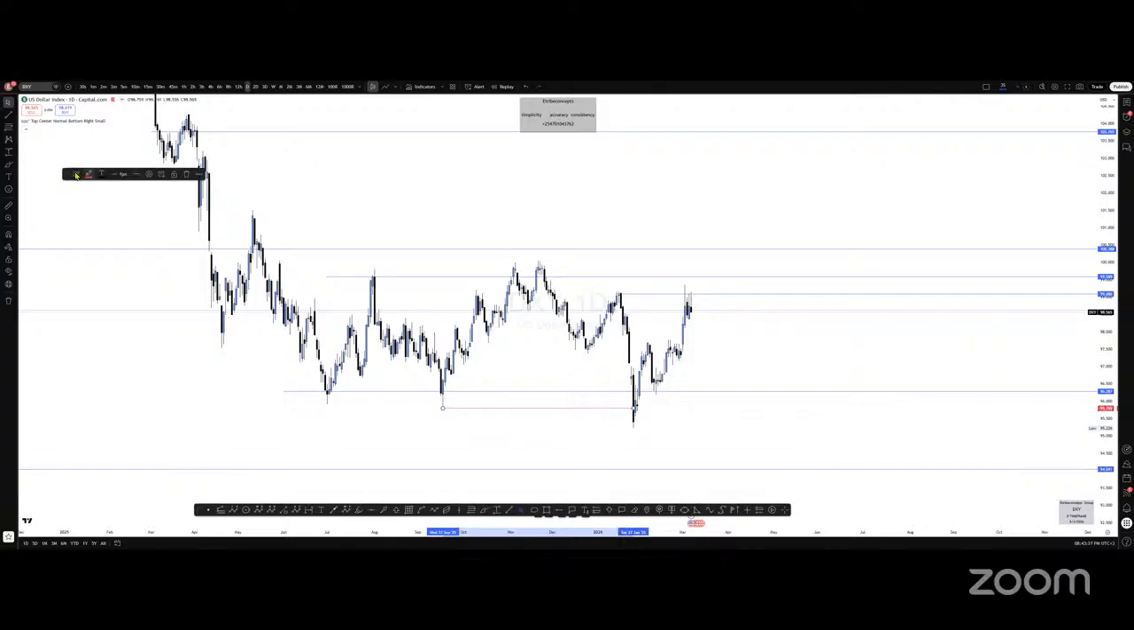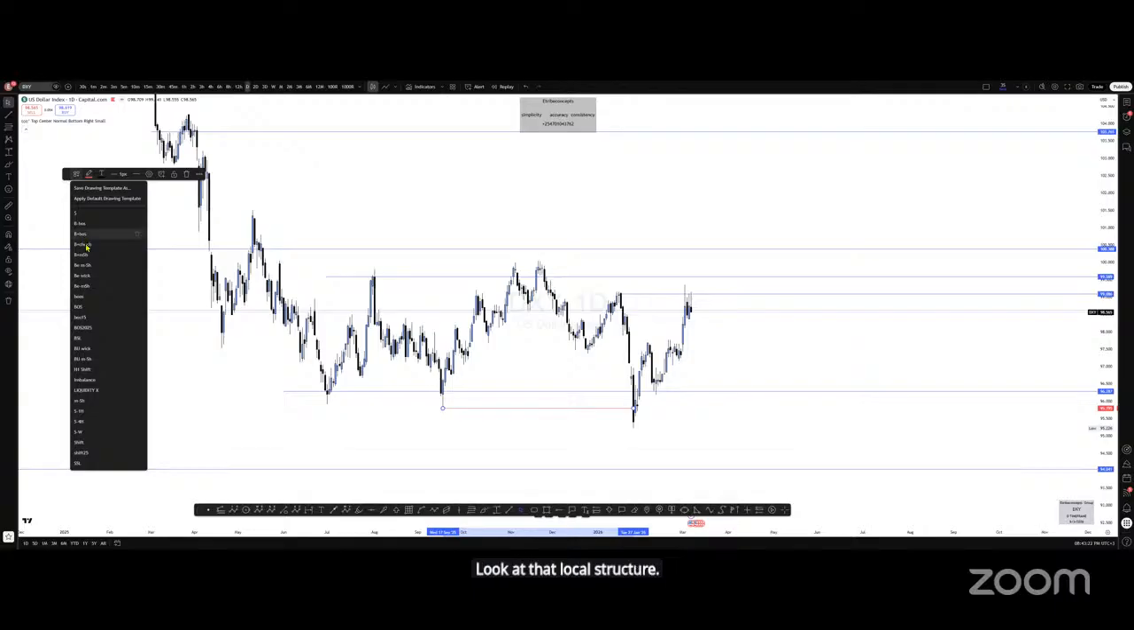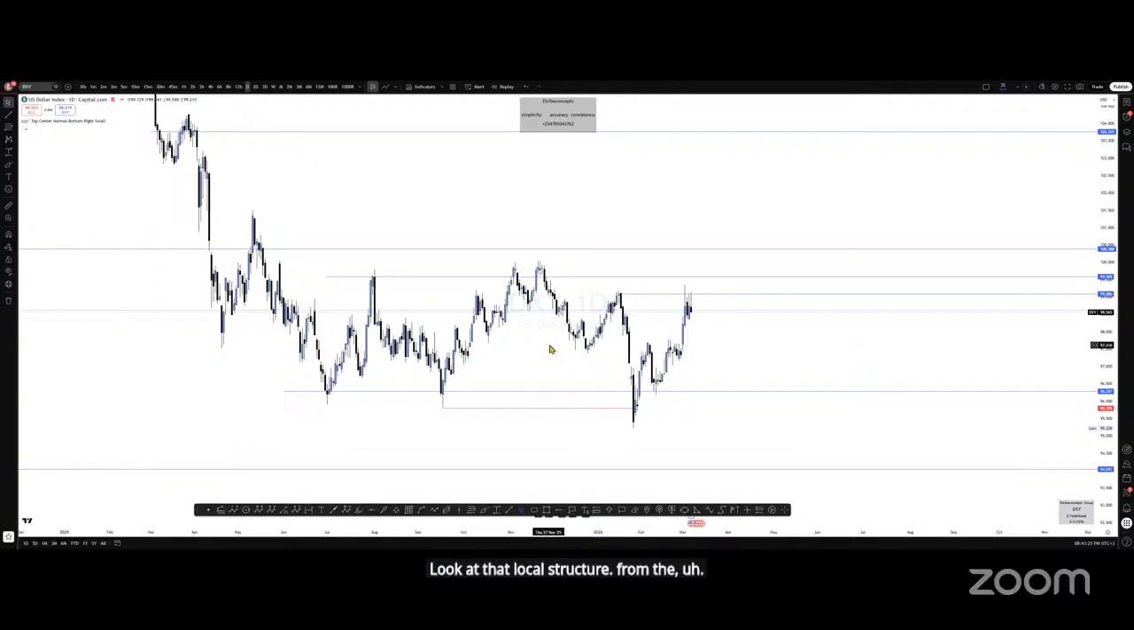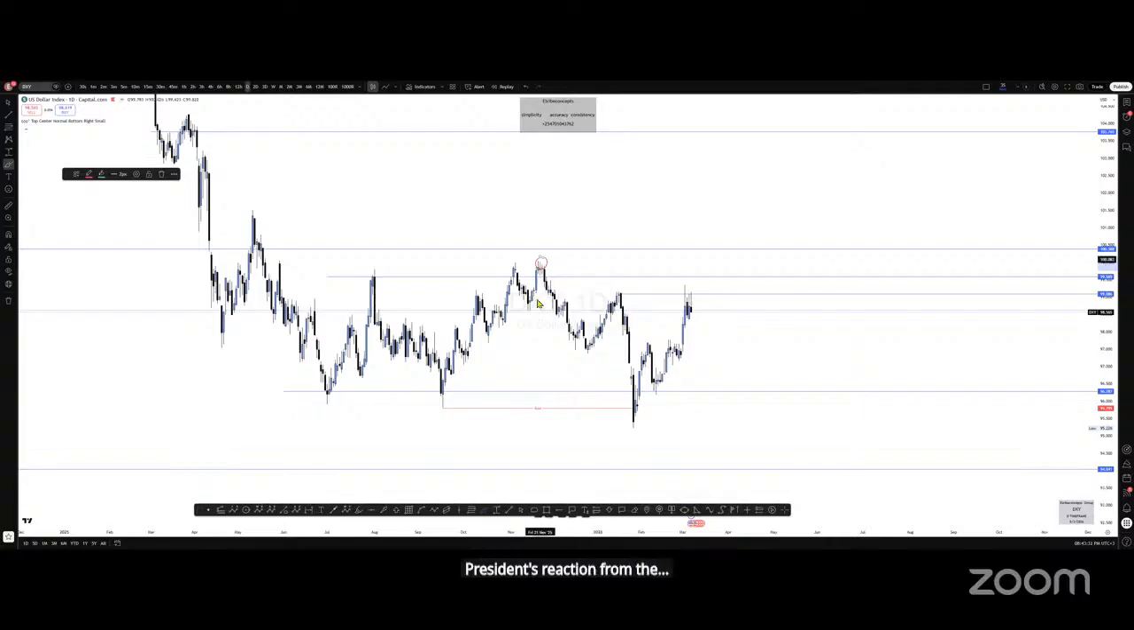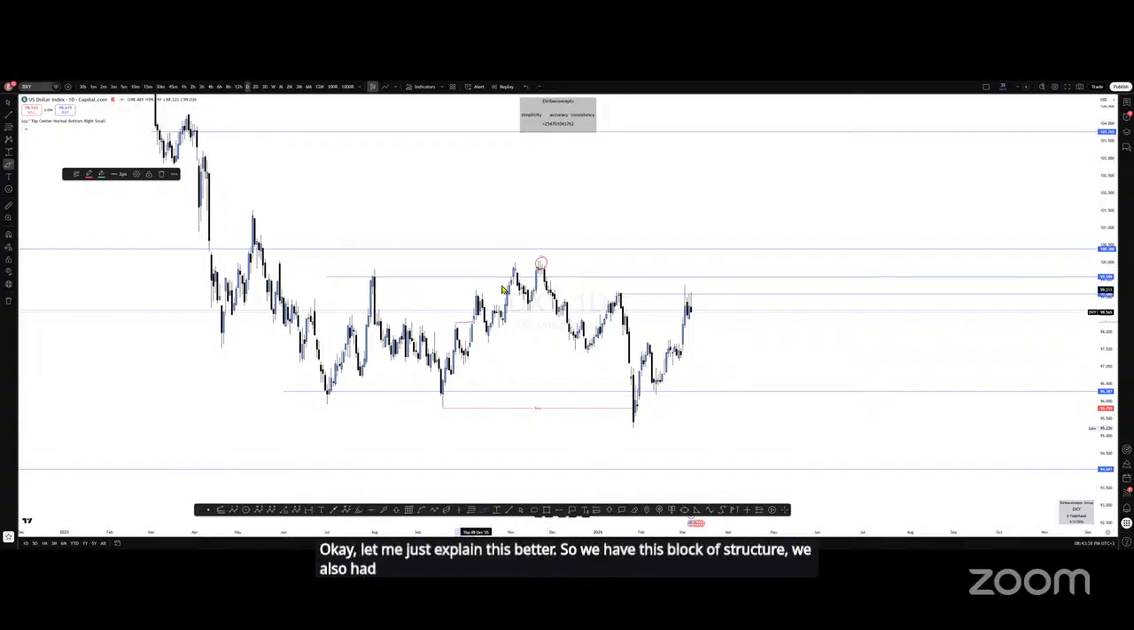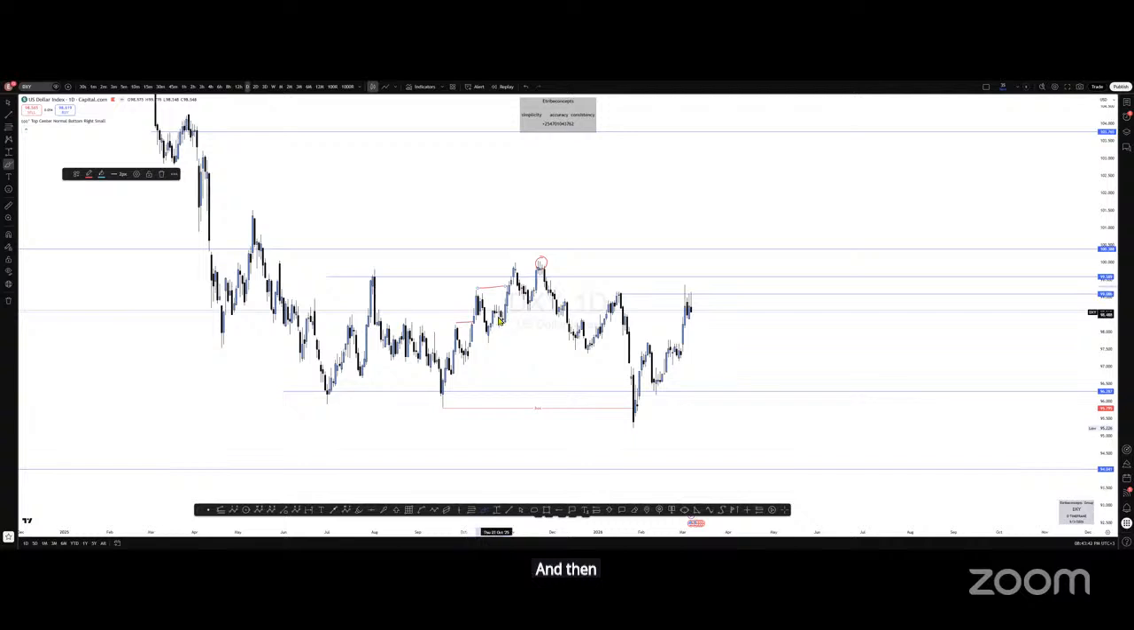you look at that break of structure from the upside, price was reacting from these zones. Okay, let me just explain this better. So we had this break of structure. We also had this break of structure. And then we had price coming to break this low.